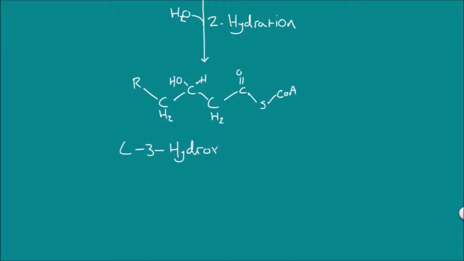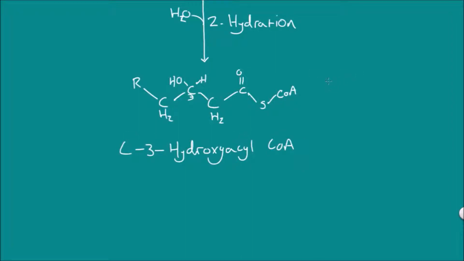L3-hydroxyacyl coenzyme A, because we have a hydroxyl OH, hydroxy, on carbon 3 of an acyl group, an acyl molecule joined onto coenzyme A. The L bit just signifies the type of isomer that it is.